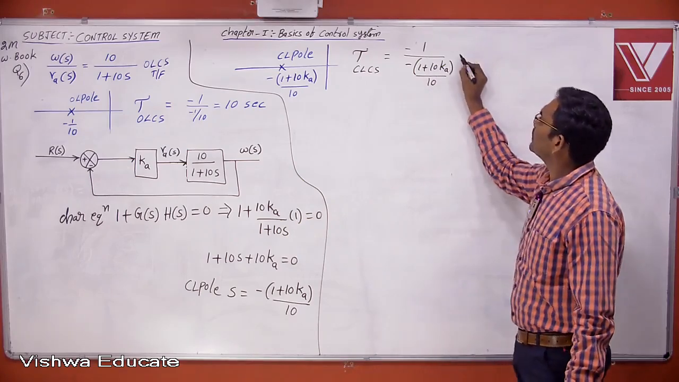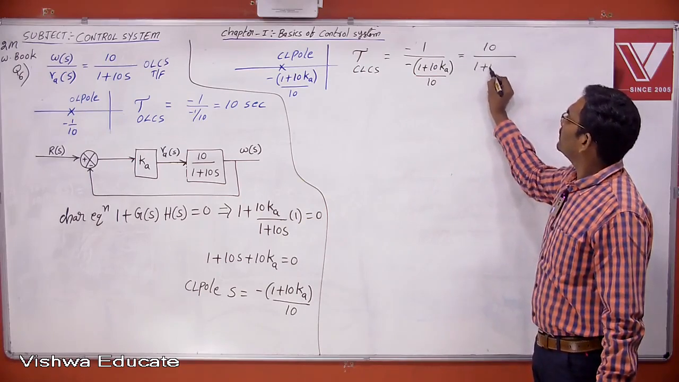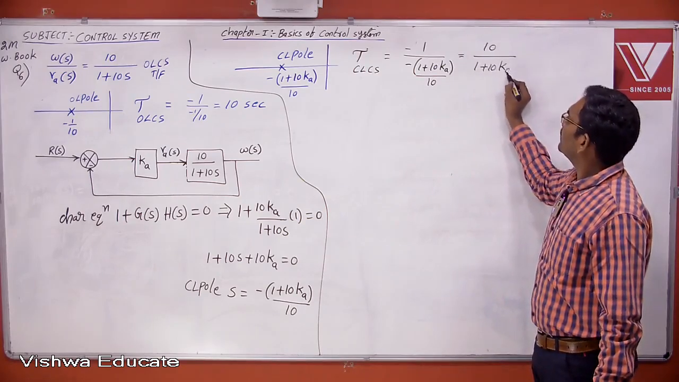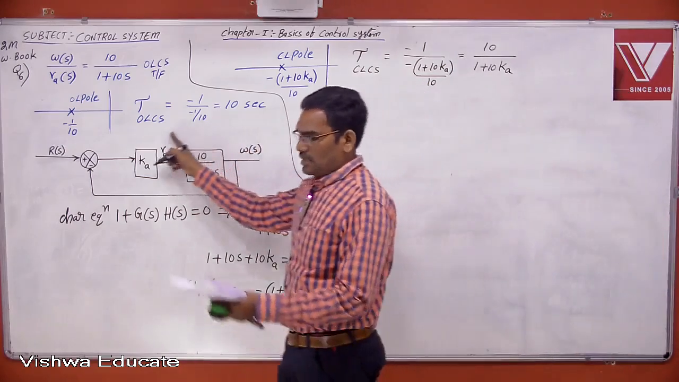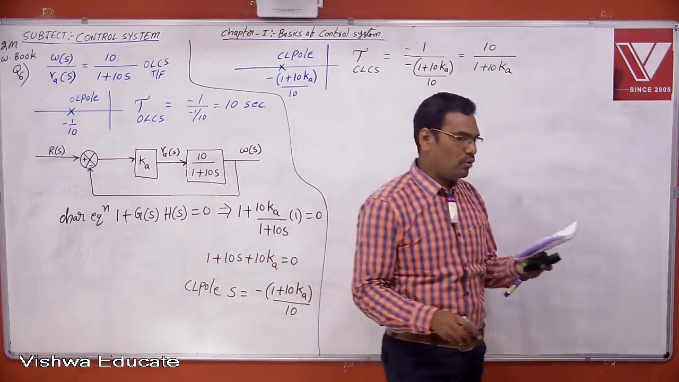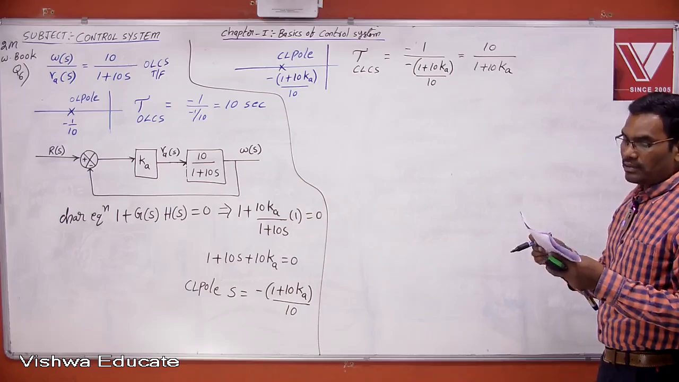This is 10 by 1 plus 10 into Ka. This is the time constant of closed loop control system. This is the time constant of open loop control system. And now what is the question? Now I am reading the question once again.